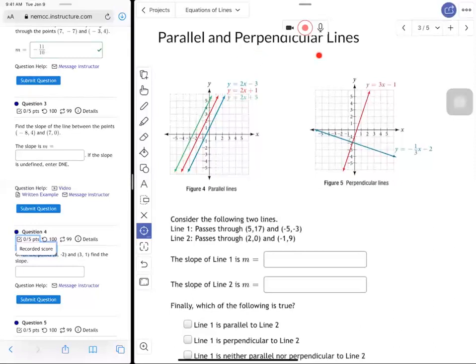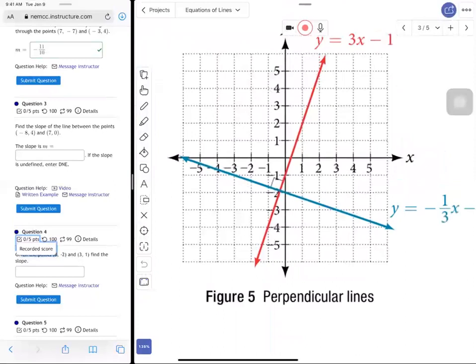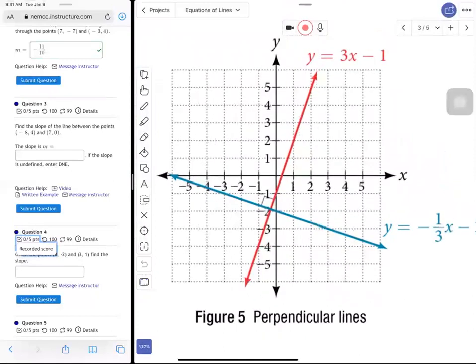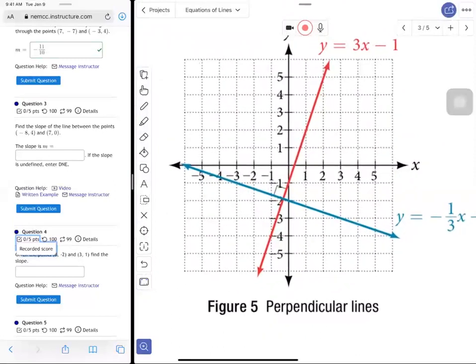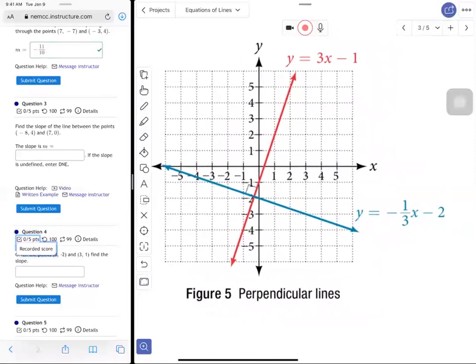For perpendicular lines, if we look at these two right here, these are perpendicular lines. They are angled with each other. Let's zoom in on that just a little bit. They're set at an angle. They do cross each other, and they cross specifically at a 90-degree angle, or a right angle. If you look at the two equations of the lines that we have here, we have 3 as the slope of the red line and then negative 1/3 as the slope of the blue.